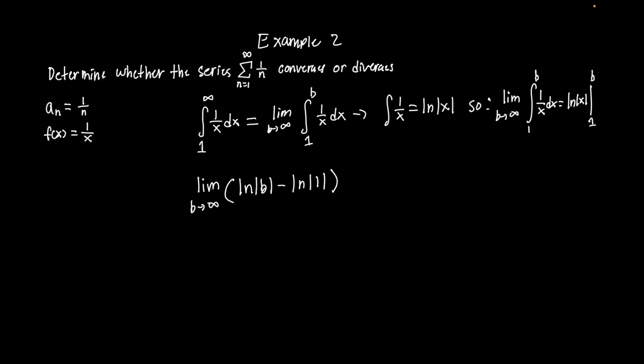You could get rid of the absolute value signs because you know they both are positive, but I just kept them. So we know that natural log of 1 is equal to 0. Therefore, we have the limit as b approaches infinity of the natural log of b. Well, b is infinity, and the natural log of infinity is just infinity. So we know that when it's approaching infinity, it diverges because it's not going to a single number. It's just increasing forever and ever.